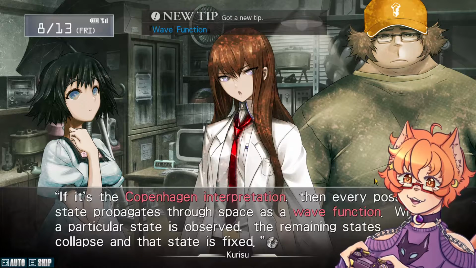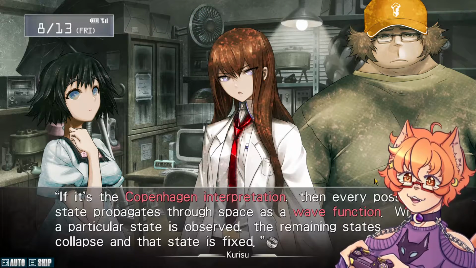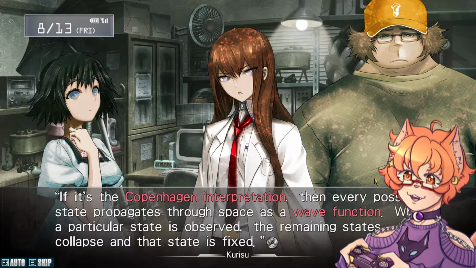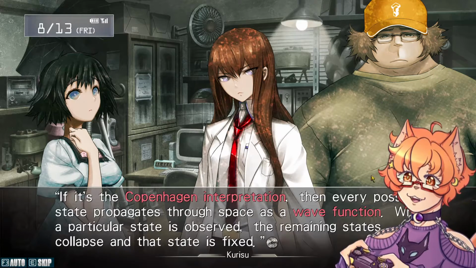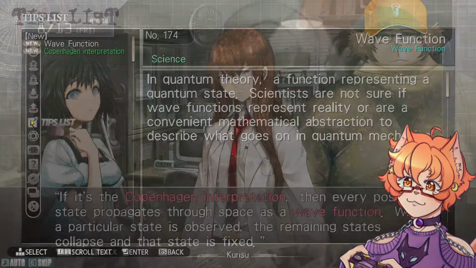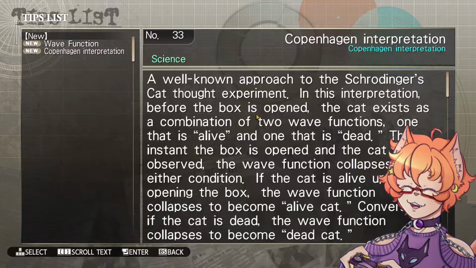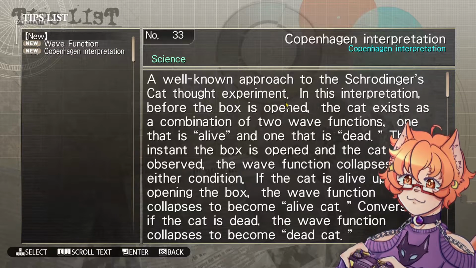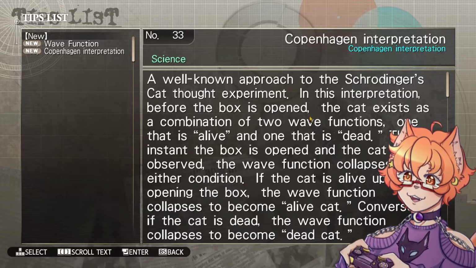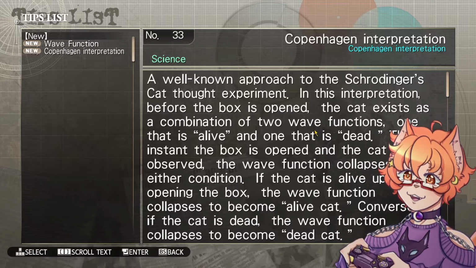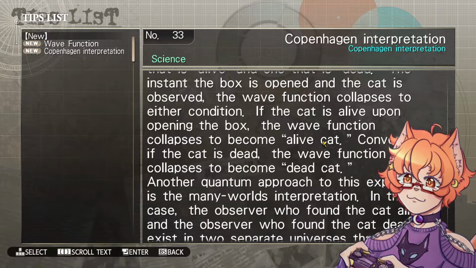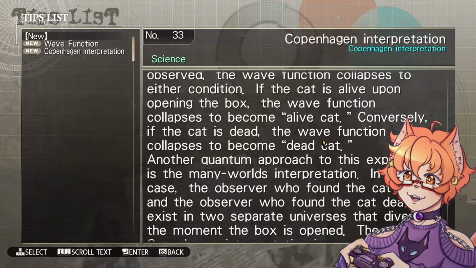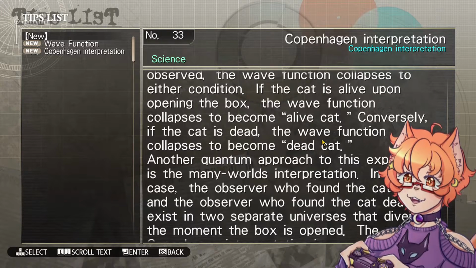If it's the Copenhagen interpretation, then every possible state propagates through space as a wave function. When a particular state is observed, the remaining states collapse and that state is fixed. Okay, let's look at terms. Copenhagen. A well-known approach to the Schrödinger cat thought experiment. If this interpretation holds, before the box is open, the cat exists as a combination of two wave functions, one that is alive and one that is dead. The instant the box is opened and the cat is observed, the wave function collapses to either condition. If the cat is alive upon opening the box, the wave function collapses to become a live cat.